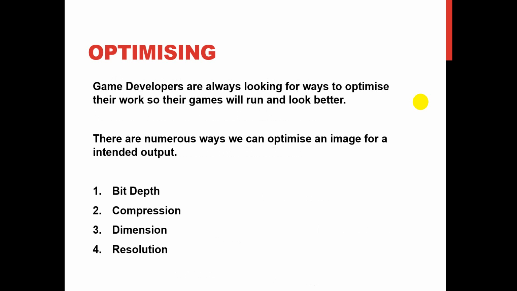When we talk about game developers, they're always looking for ways to optimize their work so the games will run and look better. There are numerous ways they can do that and optimize an image for its output. You can think about bit depth, the way you compress, the dimensions of your image, the resolution of your image. These are all really important things.